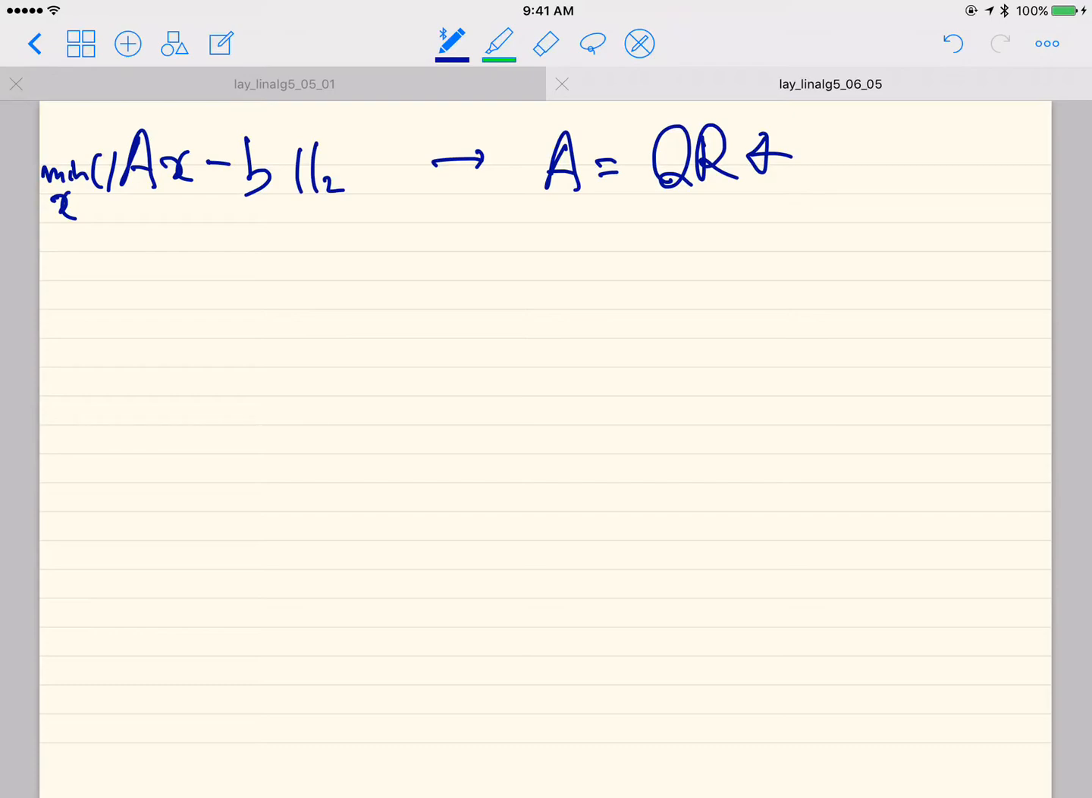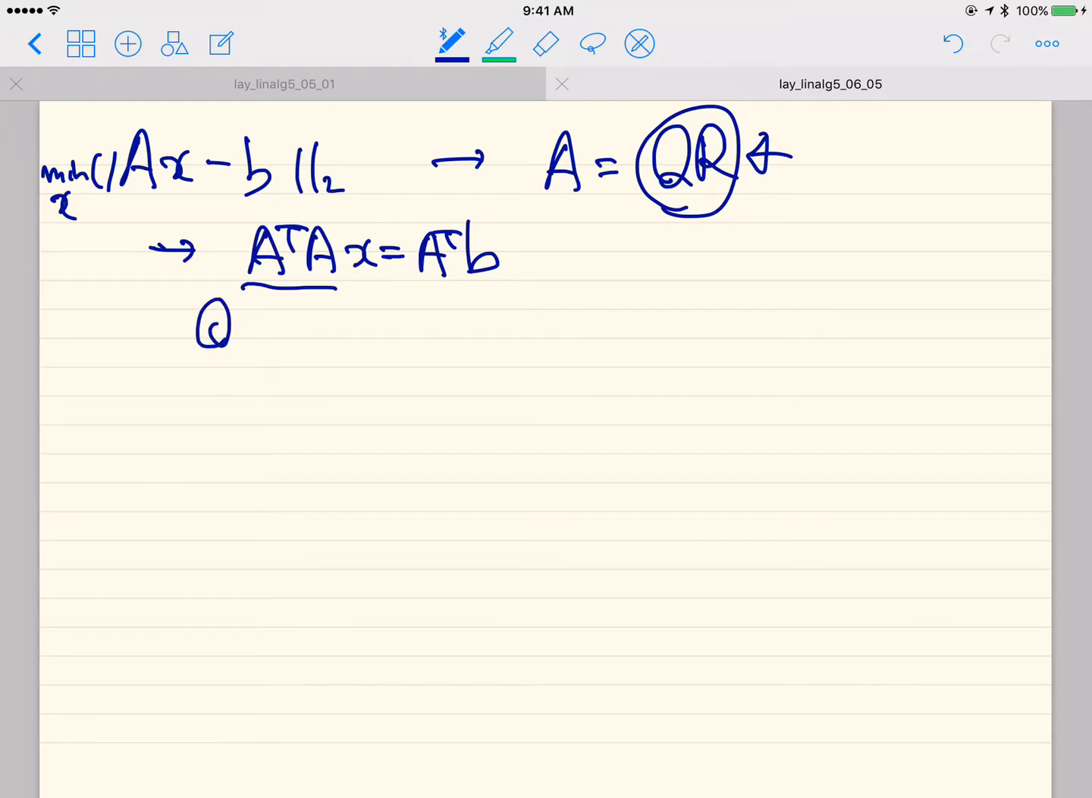There are several different ways, but let's think about this normal equation. Again, we are seeing this normal equation. Let's compute this A transpose A. A transpose A will be R transpose, Q transpose, Q, and R, right? And then x, and then Q, R, b, right? So we just simply replaced A transpose with R transpose and Q transpose.